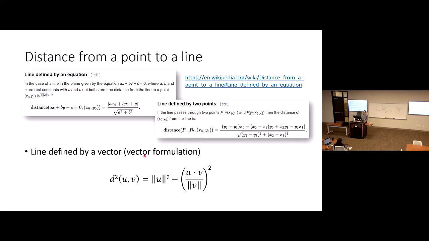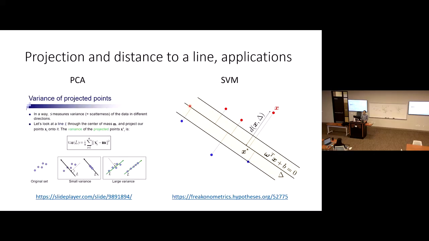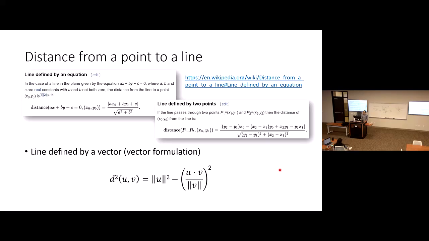So this is some formula which people use to compute the distance from a point to a line. I don't want to spend too much time on this, but we will revisit this when we talk about SVM. So the straight line can be defined by a vector, okay? There's a certain formula, and then it's very easy to compute the distance.